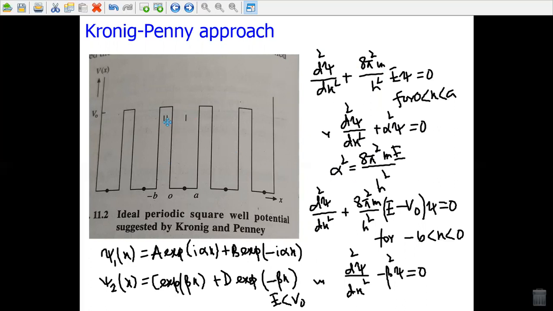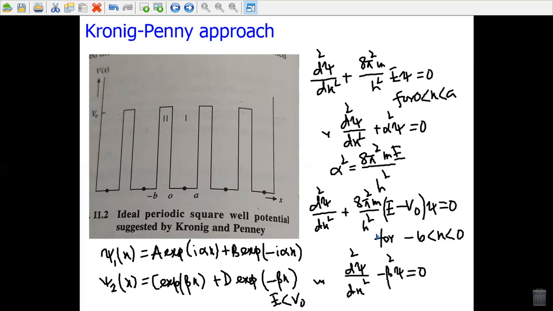And for region 2, for minus b to 0, this Schrodinger equation looks like this, where this is modulated by E minus V0 times psi for the region minus b less than x less than 0, and which is minus beta square psi equals 0. Here it is plus alpha square, here it is minus beta square. Beta square is again approximated as this ratio, 8 pi square m by h square times V0 minus E.